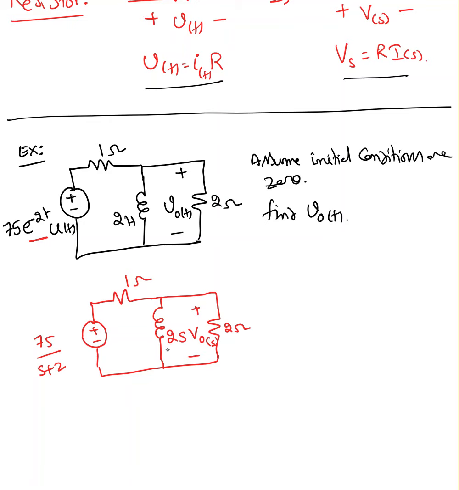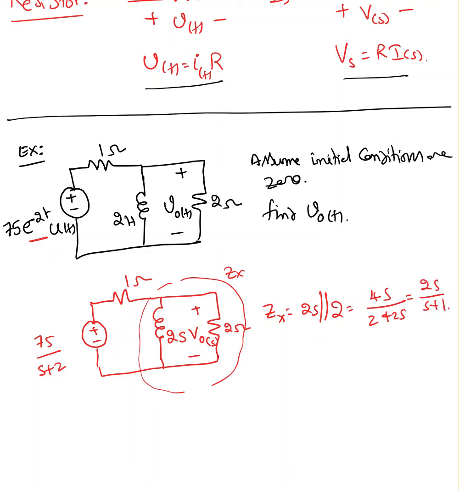Now this 2s is in ohms, and this is also ohms. So basically these two are in parallel. What I'm going to do is find, let's say, Zx. So Zx equals 2s in parallel with 2. It's going to be 4s over 2 plus 2s, or I can say 2s over s plus 1.